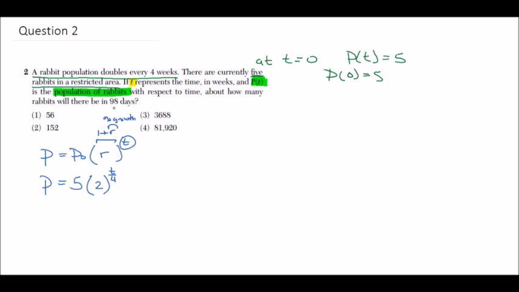So now we just need to put in 98 days, but again, remember, this is time in weeks. So 98 days, we take 98 divided by 7. That's the number of days in a week, and that is 14 weeks. And we can just put that right in. We get p is 5 times 2 to the 14 over 4.